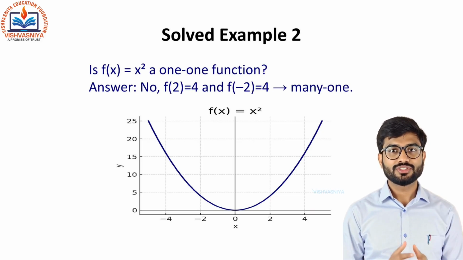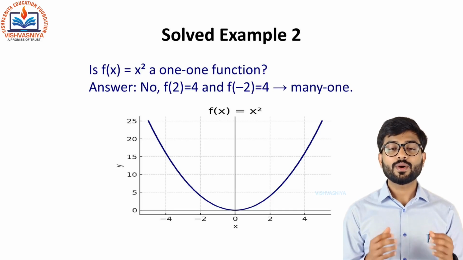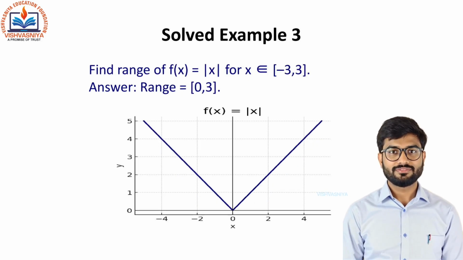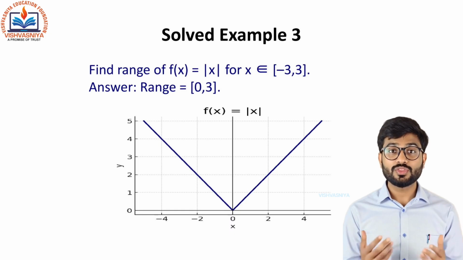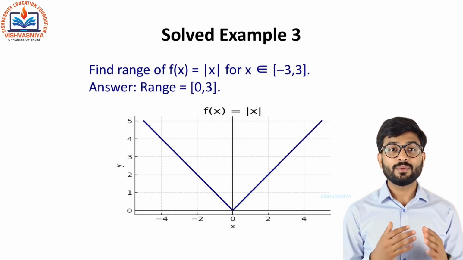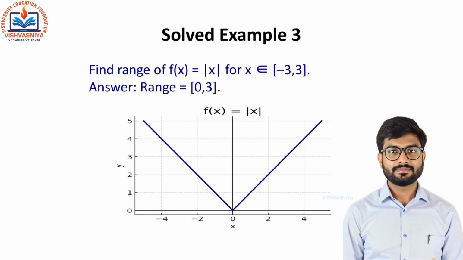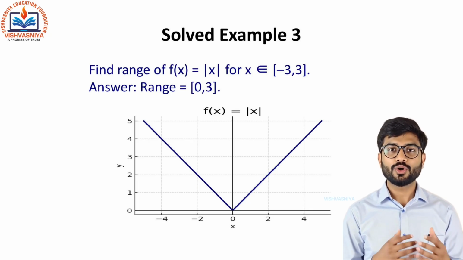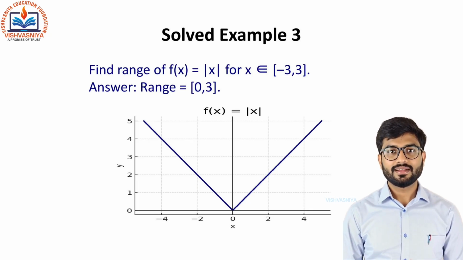So different inputs have the same output, it is many-one. Question: find the range of f(x) = modulus of x for x between -3 and +3. Solution: since modulus of x is always non-negative, the range is 0 to 3.